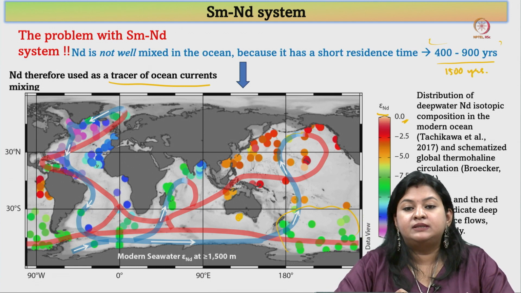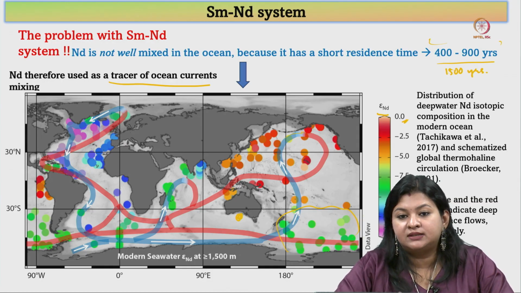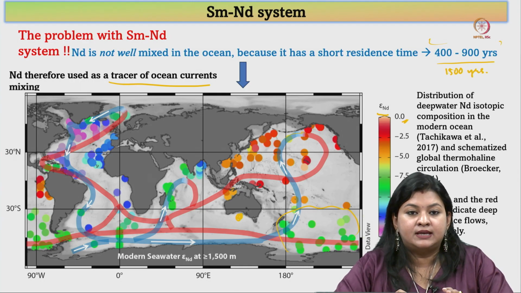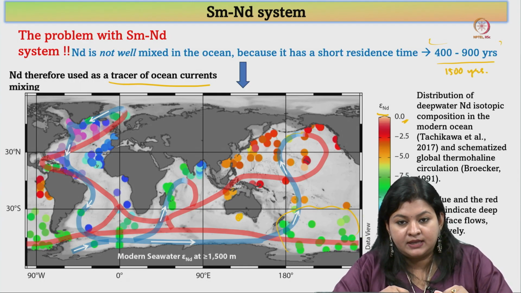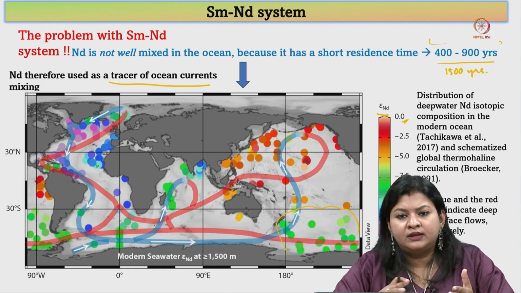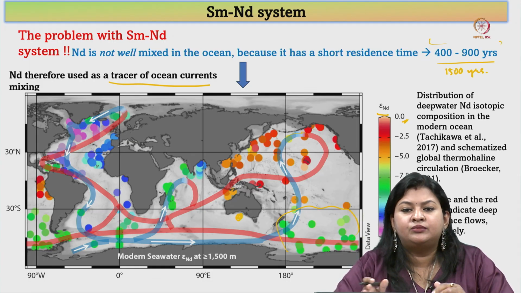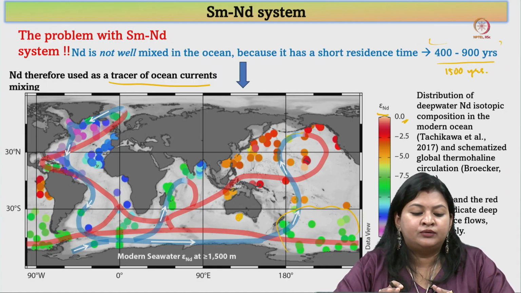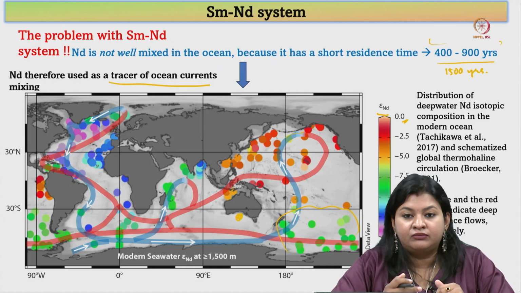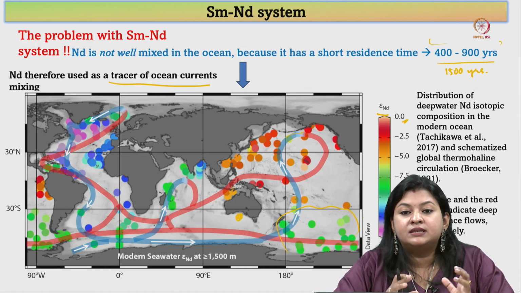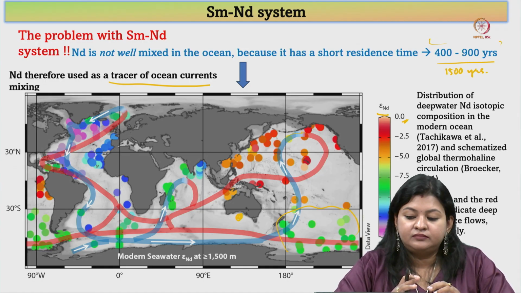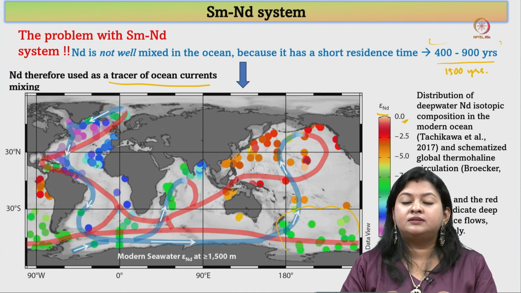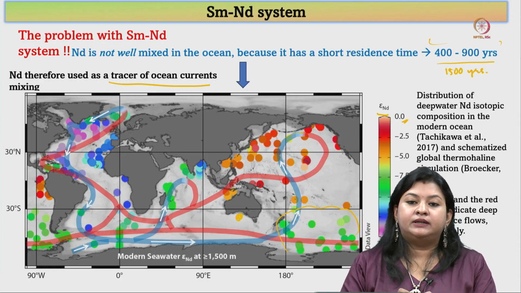So, neodymium is an extremely helpful tracer to understand how ocean currents have been mixed in the present day, and also how stable they have been within the past 100 or 200 million years. It shows which particular regions, which ocean masses, behave very differently. So, as we can see, different isotope systems have different applicability.